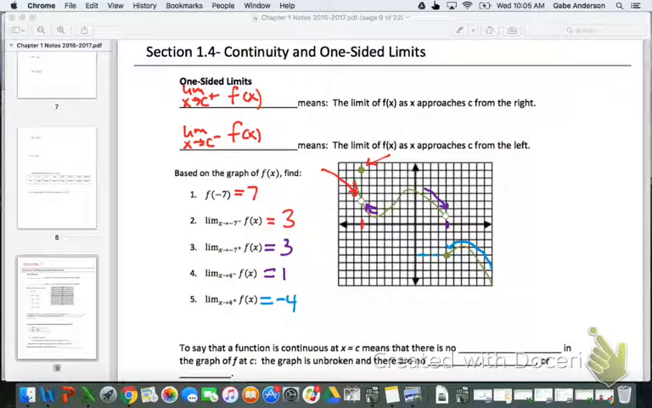So we're seeing some different behavior from the left and the right. So we could say that, of course, the limit as x approaches 4 doesn't exist, if we connect that back to what we talked about in sections 1.2 and 1.3.